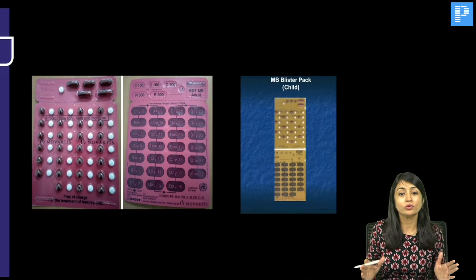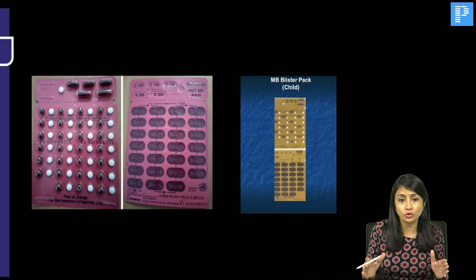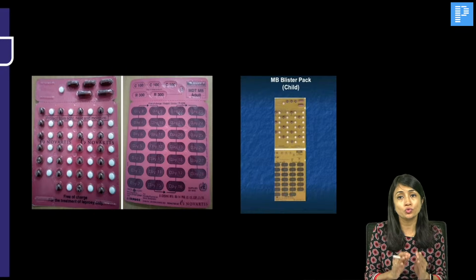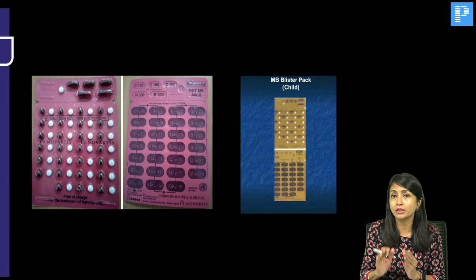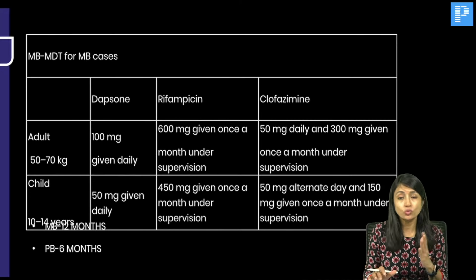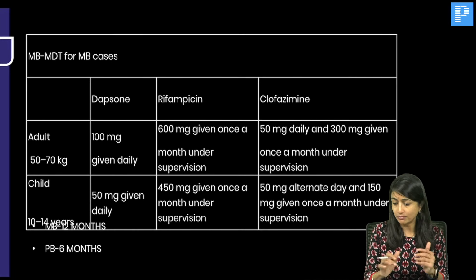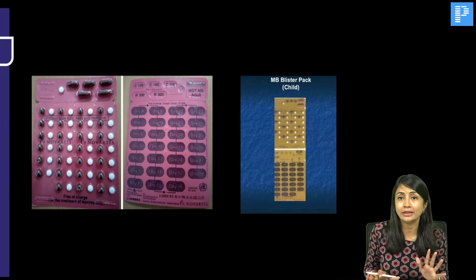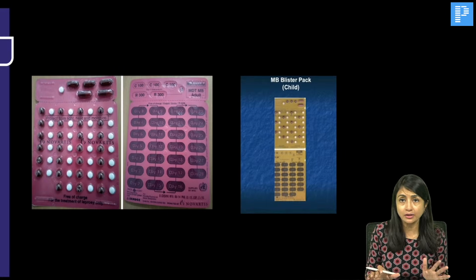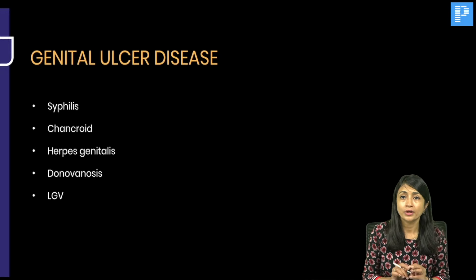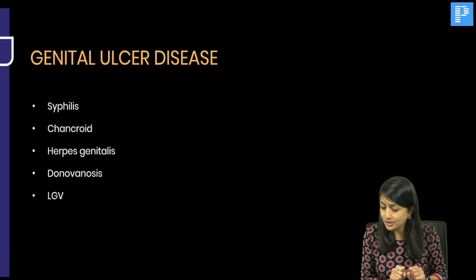They usually give you these blister packs which you should be able to identify. So the pink one is the blister pack which we use in adults and the yellow is for the blister packs that we use in kids. I would want you to read the dosing on your own. We should not waste time discussing the dosing here, right? But you should be able to identify these blister packs. Clear? So these are the common images which are given to you in leprosy. I'll move on to the genital ulcer disease now.